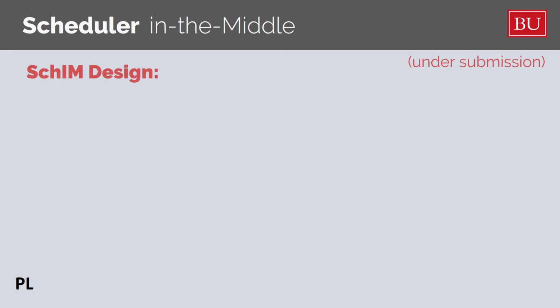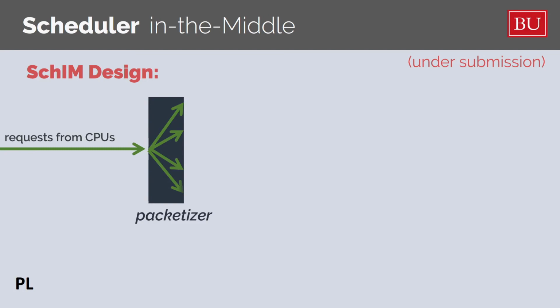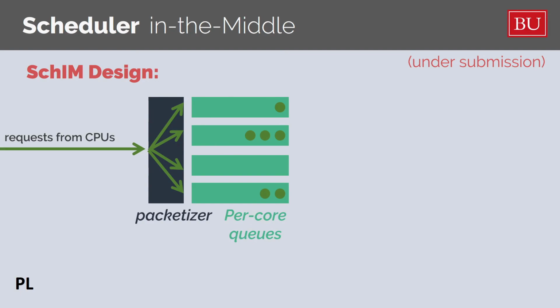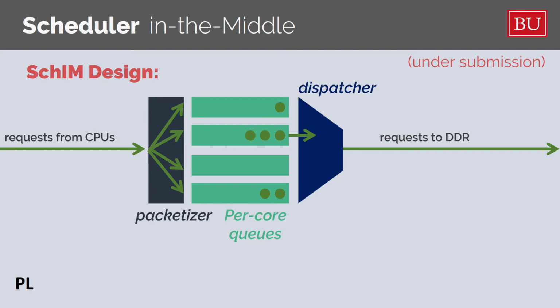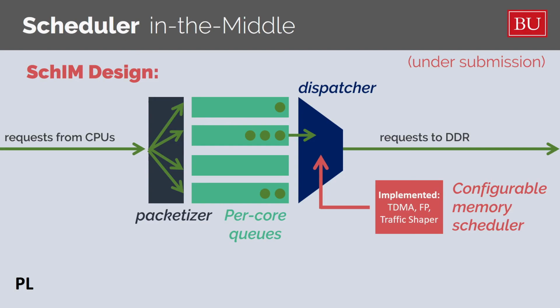So this is, again, a PLIM component that takes requests from the CPUs and is able to read some metadata and store them locally for, you know, the few clock cycles needed to perform scheduling. And then it is able to understand the source of this transaction, for example, on a per core basis. And then it embeds logic to select which transaction should be forwarded at a given point in time. And this decision can be made according to, say, a scheduler. What we implemented so far is, for example, basic TDMA or fixed priority or a traffic shaper.